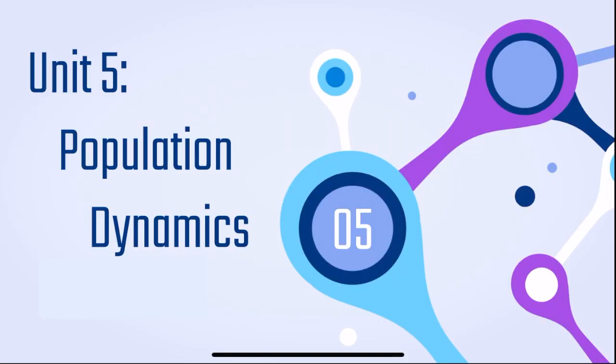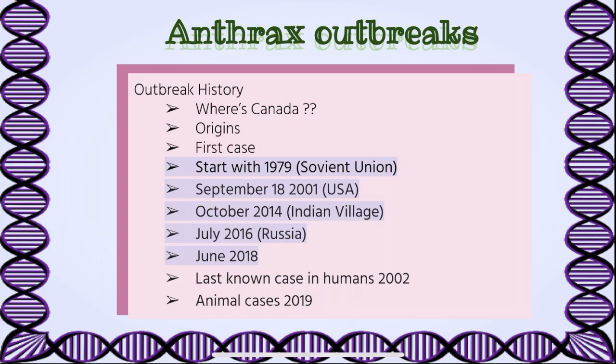For Unit 5, we're going to look at population dynamics in relation to anthrax and the population factors that played into the outbreaks of anthrax. So we're going to look at a quick history of the outbreaks, and Canada's not included in here because their contribution was so small that it's not even significant. The estimated origins of anthrax go all the way back to 700 BC, Egypt and Mesopotamia.